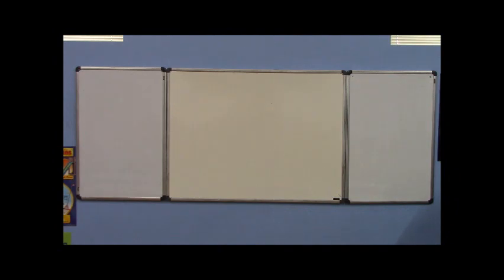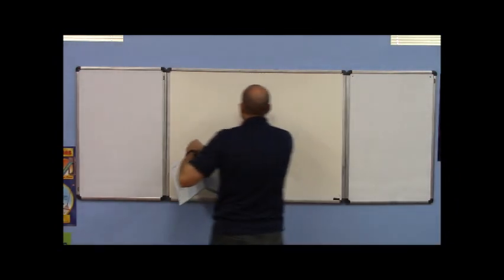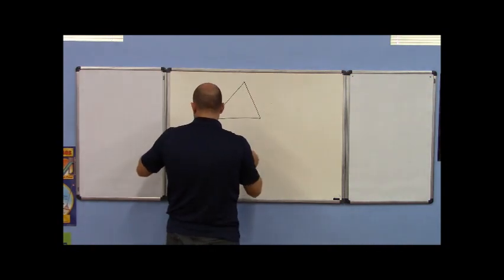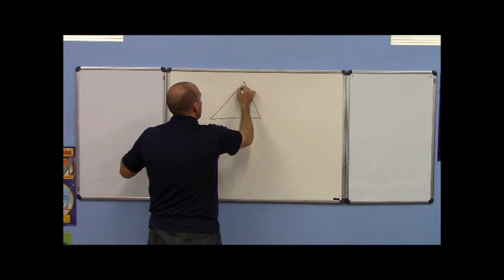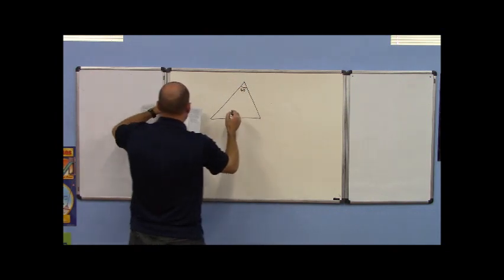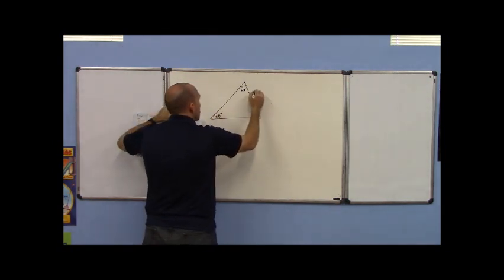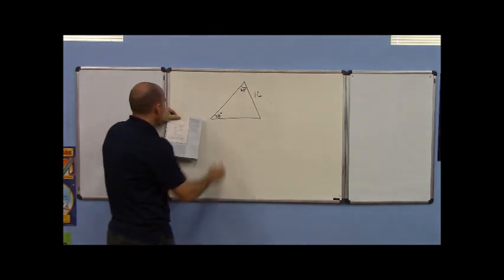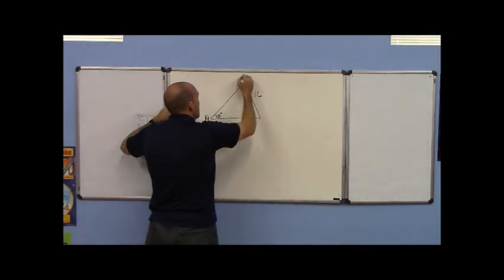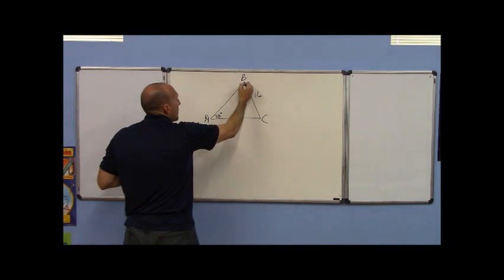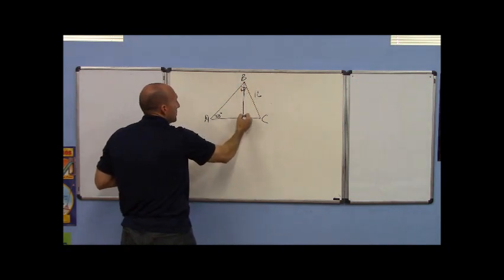So in example 1, we have this. We are given 65 degrees, 38 degrees, and a side of 16. And so we have A, B, and C. So we can make a right triangle here.